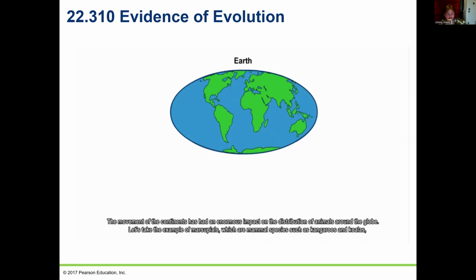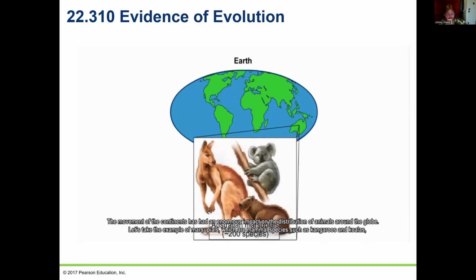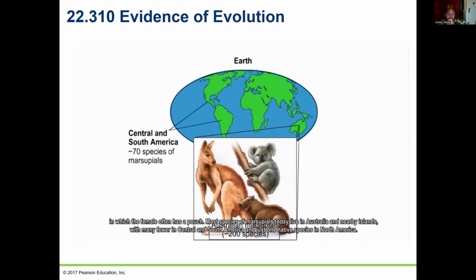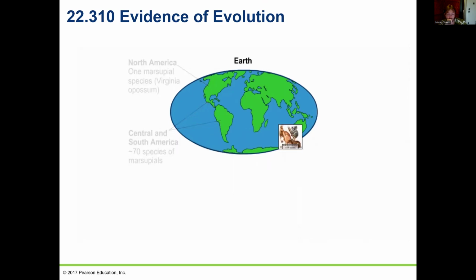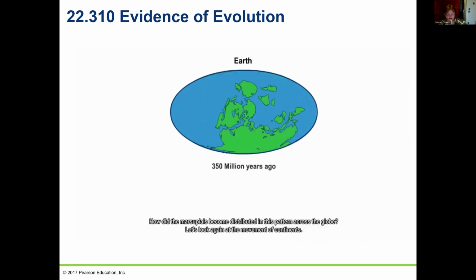The movement of the continents has had an enormous impact on the distribution of animals around the globe. Let's take the example of marsupials, which are mammal species such as kangaroos and koalas, in which the female often has a pouch. Most species of marsupials today live in Australia and nearby islands, with many fewer in Central and South America, and just one native species in North America. The geographic distribution of organisms is called their biogeography.